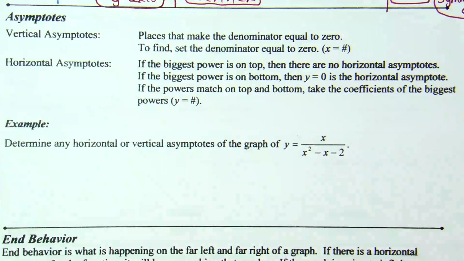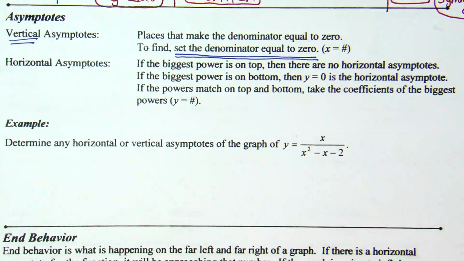Now, we talked about this last year, how to find vertical asymptotes. So vertical asymptotes, places that make the denominator equal to 0. So how do we find them? We're going to set the denominator equal to 0. So anytime you're looking for a vertical asymptote, you're going to set the denominator equal to 0, and your vertical asymptote will always be x equals some number. Okay? We'll practice that here in a moment.